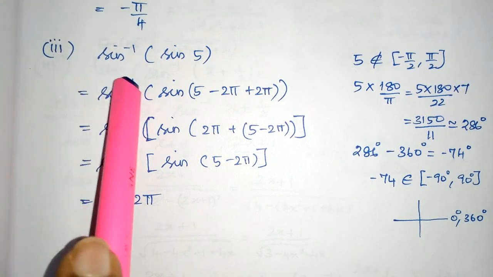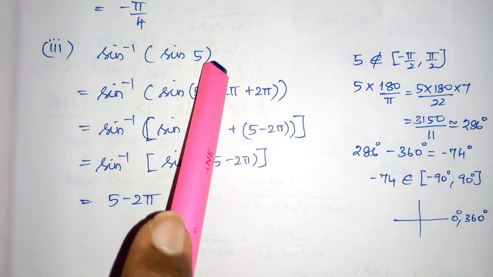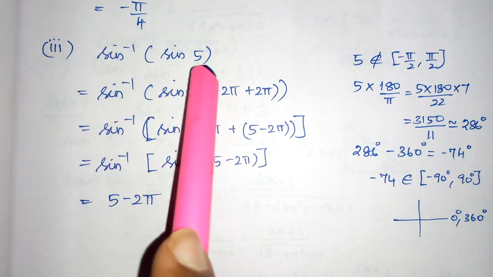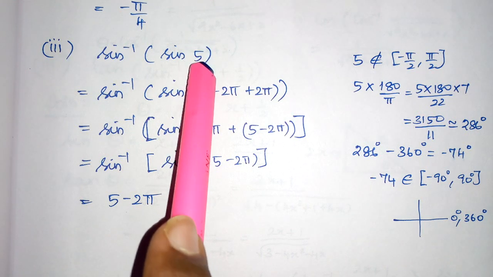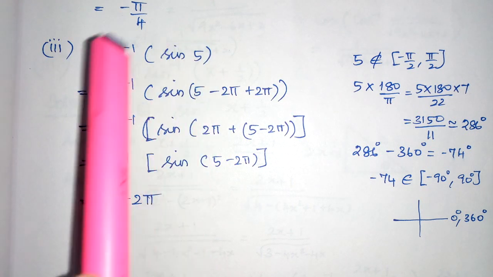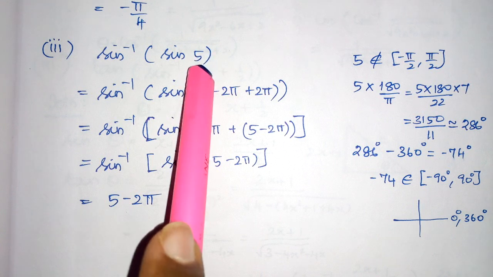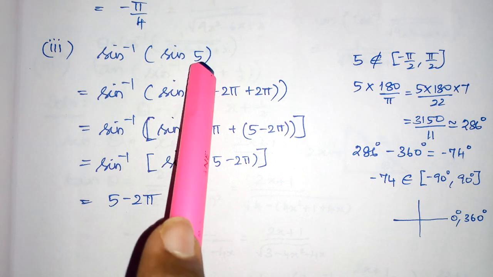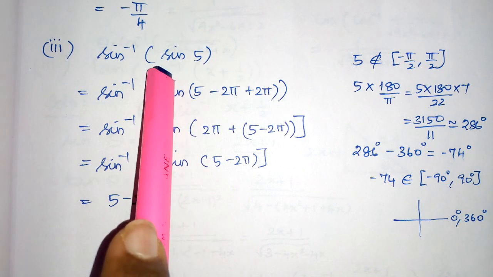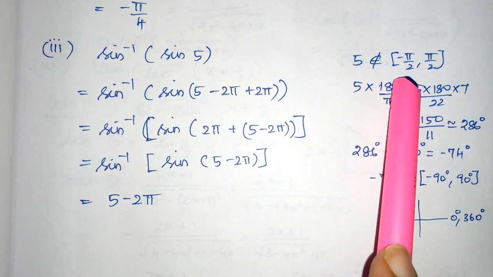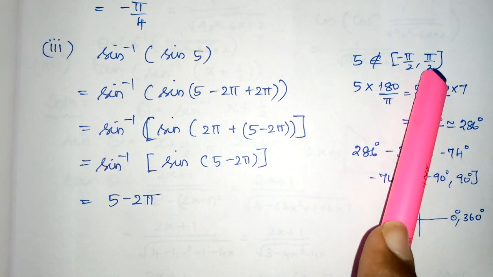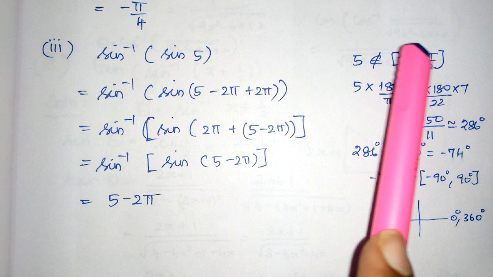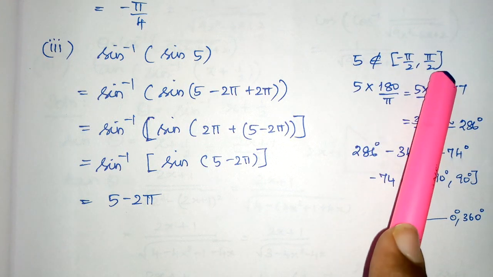Subdivision 3: sine inverse of sine 5. So this is very important. You see, this 5 is not 5 degree. This is 5 radian. So I must find whether this 5 belongs to the sine domain or not. You know that the sine domain is minus pi by 2 to pi by 2, isn't it? So 5 does not belong to this minus pi by 2 to pi by 2.